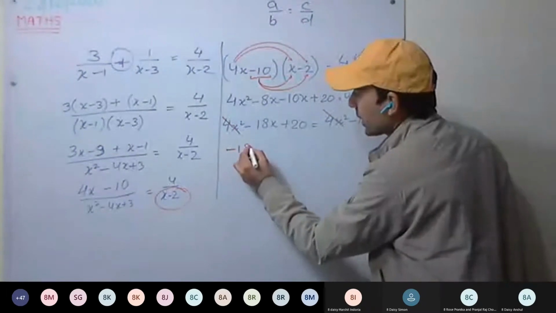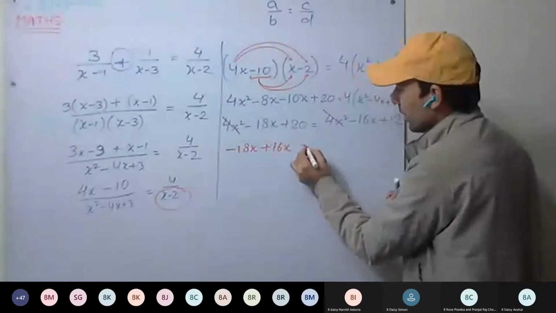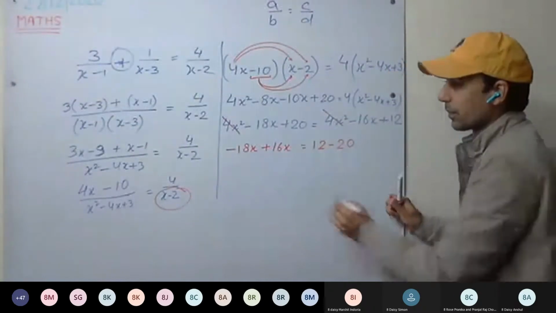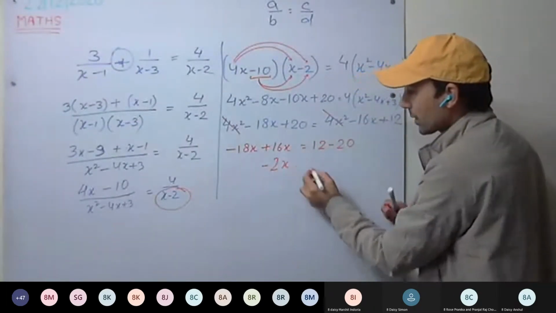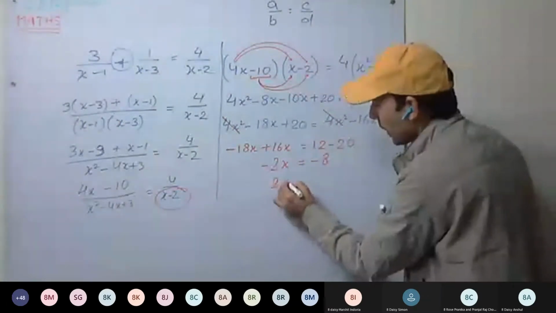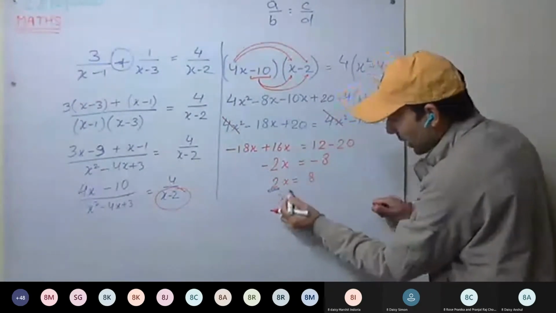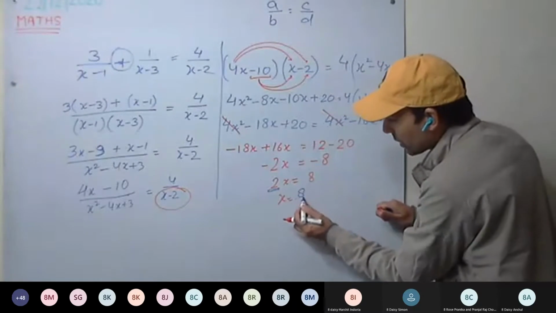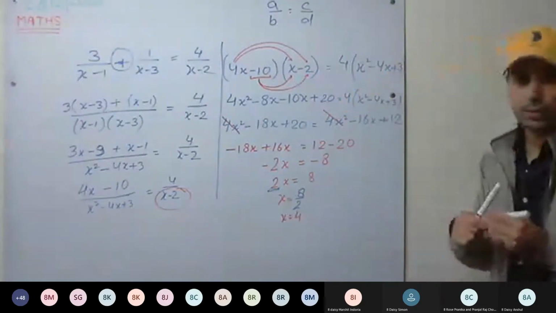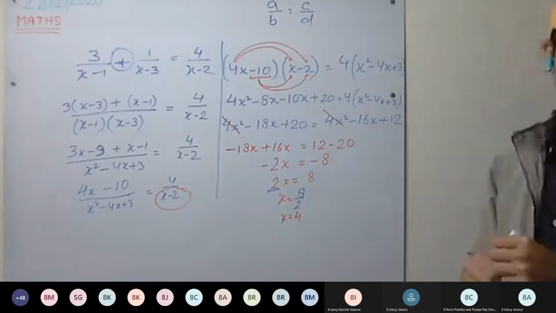What is remaining? Minus 18x. Minus 16x goes on this side, plus 16x, and 20 goes on the right hand side, 12 minus 20. So how much is it? Minus 2x equal to how much? Minus 8. Minus on both sides, we can remove. 2x equal to 8. x equal to, now it is in numerator. See, it is in numerator. If we take it on the right hand side, it will come in the denominator. So x will be how much? 4. 4 is the answer. Okay. Understood this one?